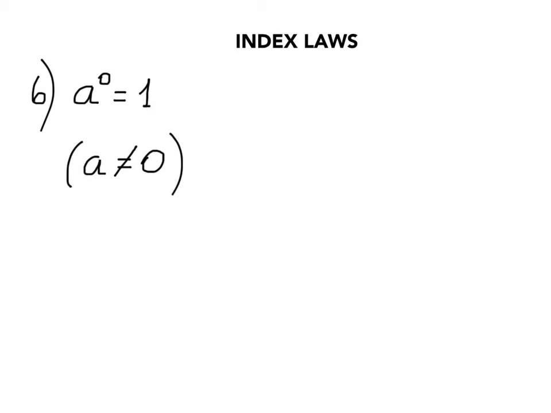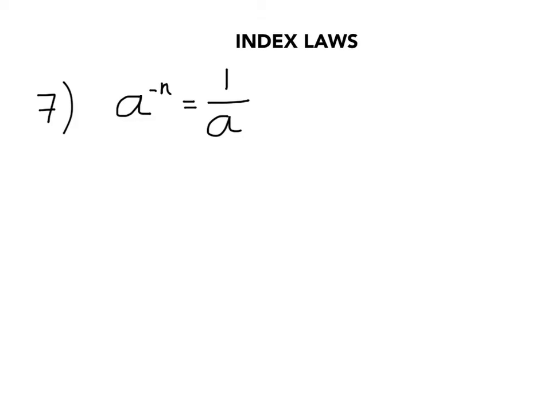The next law tells us that any number raised to the power of 0 is equal to 1, with the only exception of number 0 itself. So any non-zero number raised to a power of 0 is equal to 1.